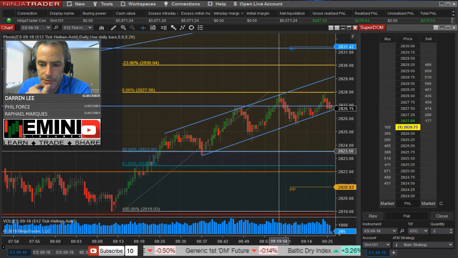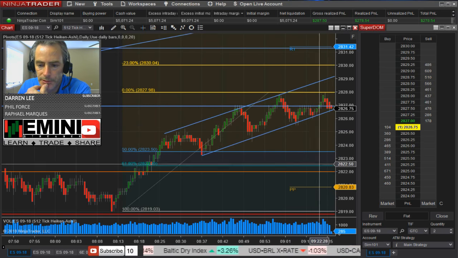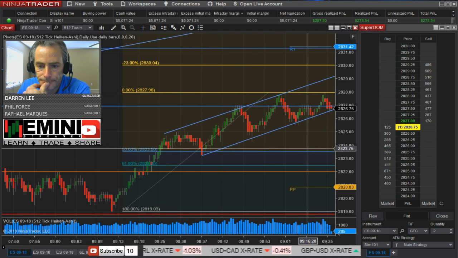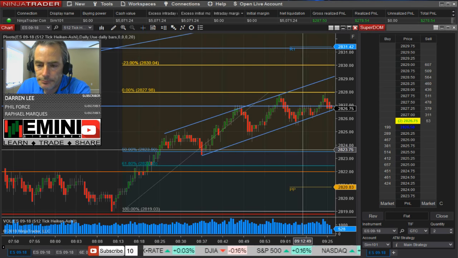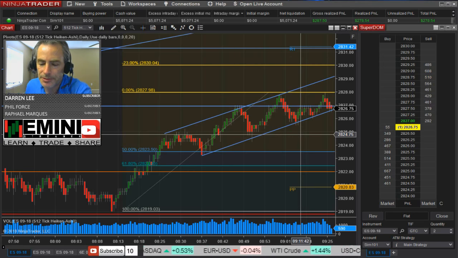Looks like it would want to fall out of the channel here. Just waiting for it to happen and get that little bit bigger retracement so I can get in. Thought it was going to do it here, but it held.